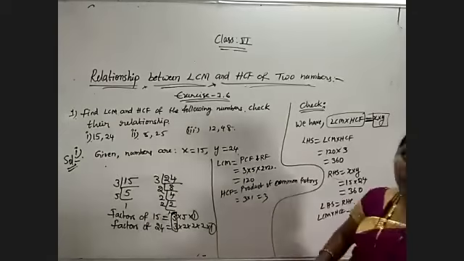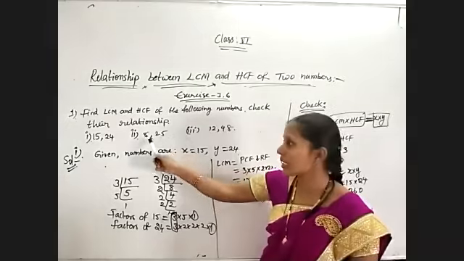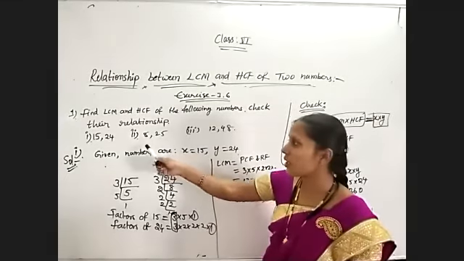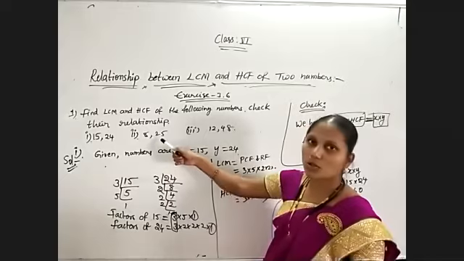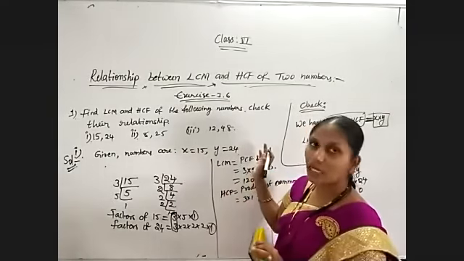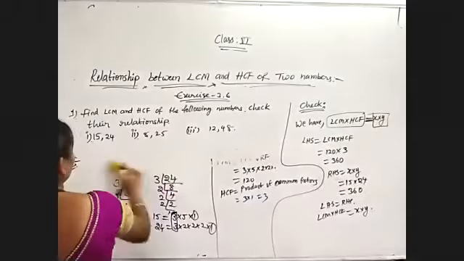So now do the second problem, with the same procedure as whatever we did. Find out the LCM of these two numbers, the HCF of those two numbers, and find out their product LCM into HCF, and the product of those two numbers also, and check whether it is equal or not. We need to check. That's all. So now the second question.